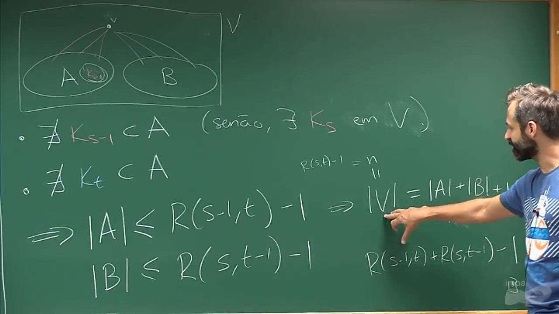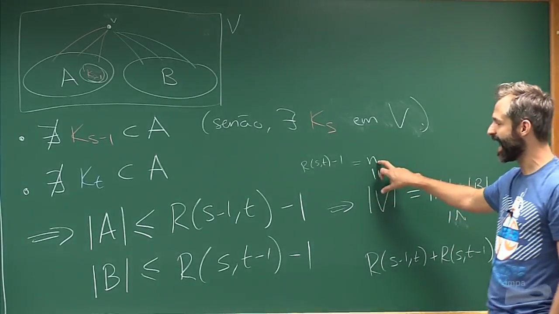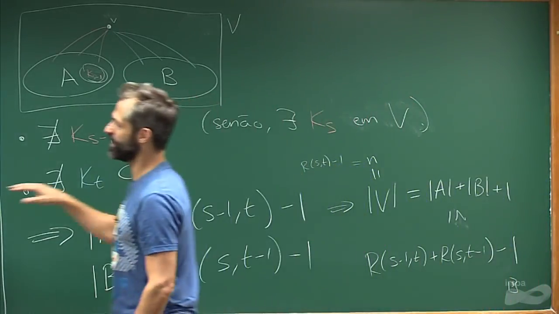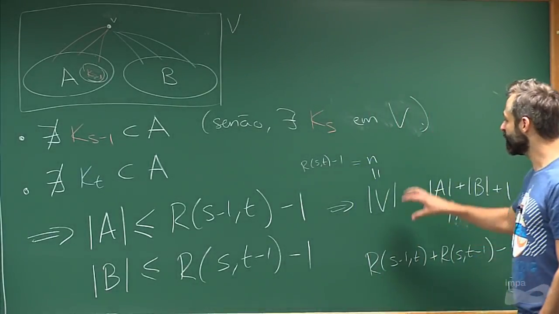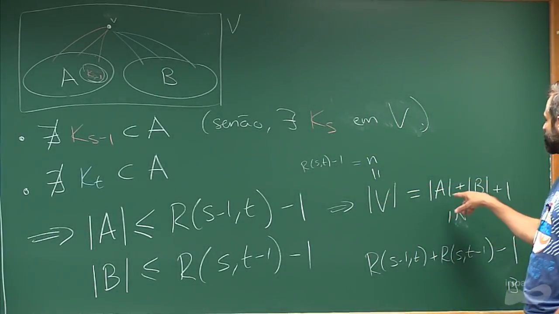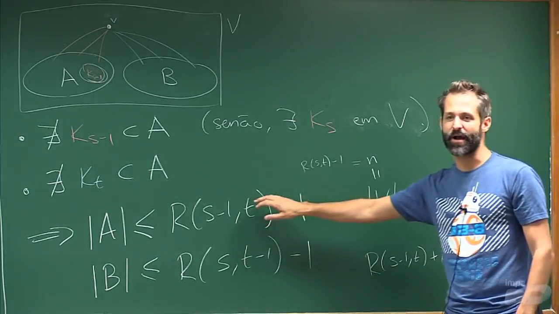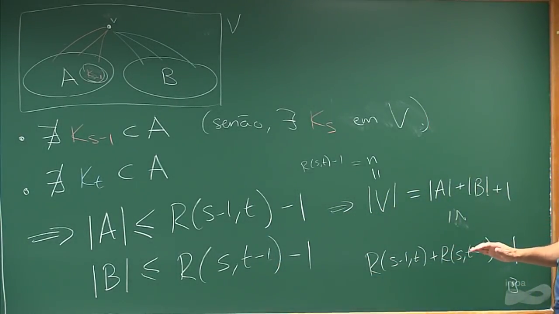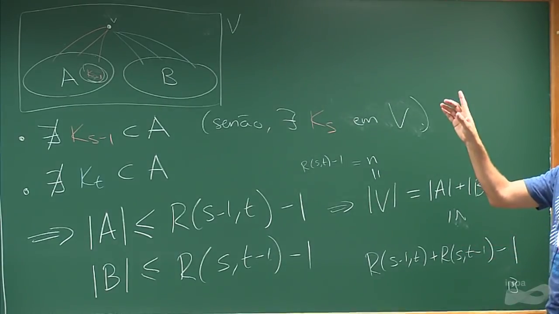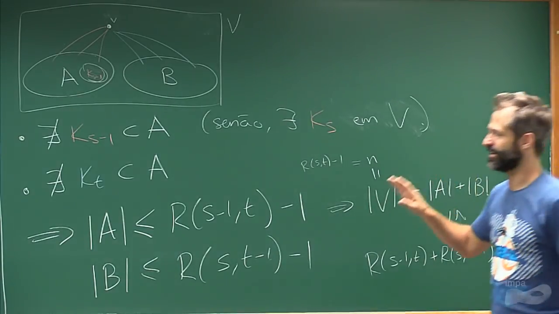We chose the size of V, the number of vertices, to be n, which was chosen to be R(s,t) minus 1. So we know that R(s,t) minus 1 is equal to A plus B plus 1. Put upper bounds for A and B, so just plug them in. Okay. Is it okay? Proof of the lemma. Okay.